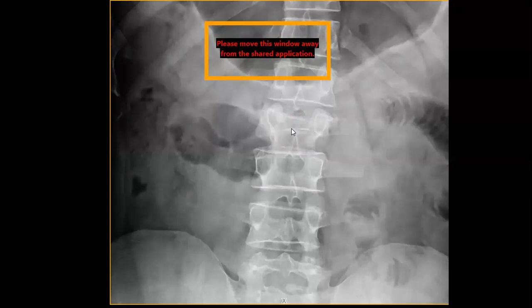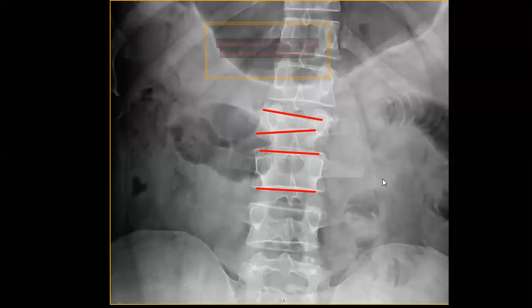The end plates are not separated like there in the L3 vertebral body. It's nearby. That means there is a fracture of the L2 vertebra. If there is a shortening of the vertebral body height, we call it a burst fracture. Or it can be a compression fracture also.